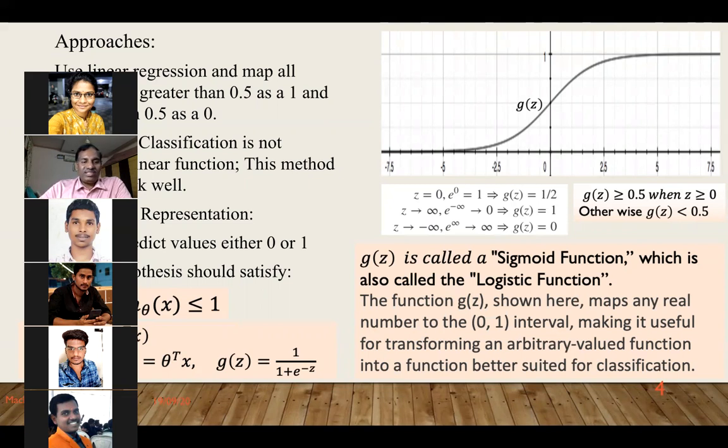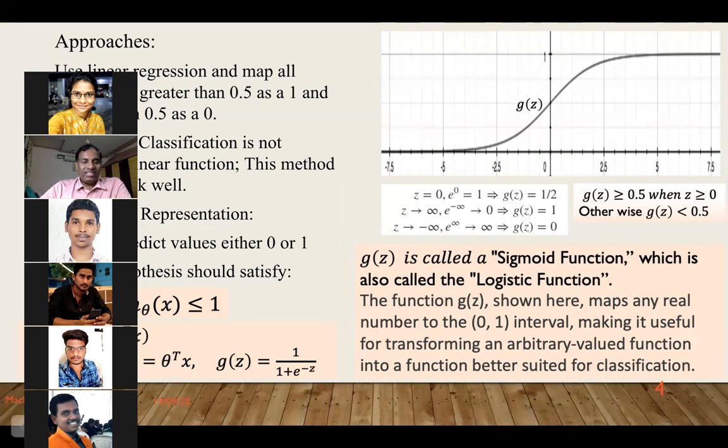So here we change the hypothesis. Earlier the hypothesis could be any real number. Now we are restricting it: 0 less than or equal to h theta x less than or equal to 1. Whatever you compute from the explanatory variables, the value should be between 0 and 1. So we need to predict values either 0 or 1, hence the hypothesis should satisfy this.